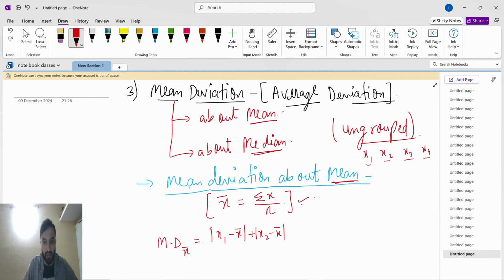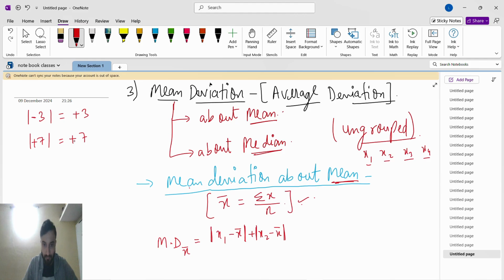We know what this is, guys. This is mod. What does the mod do? The mod converts a negative value into a positive value. If you give it a negative value, it gives a positive value. If you give it a positive value, it remains the same.